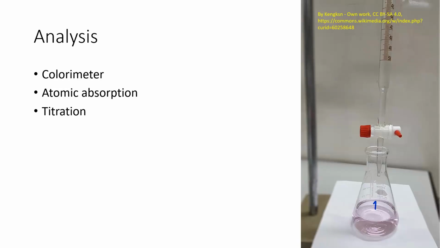Then there's titration. In titration, basically you add an indicator. You have a material of known concentration that you use for the titration part. As it does this, it's going to provide for a color change, which is going to be visible.